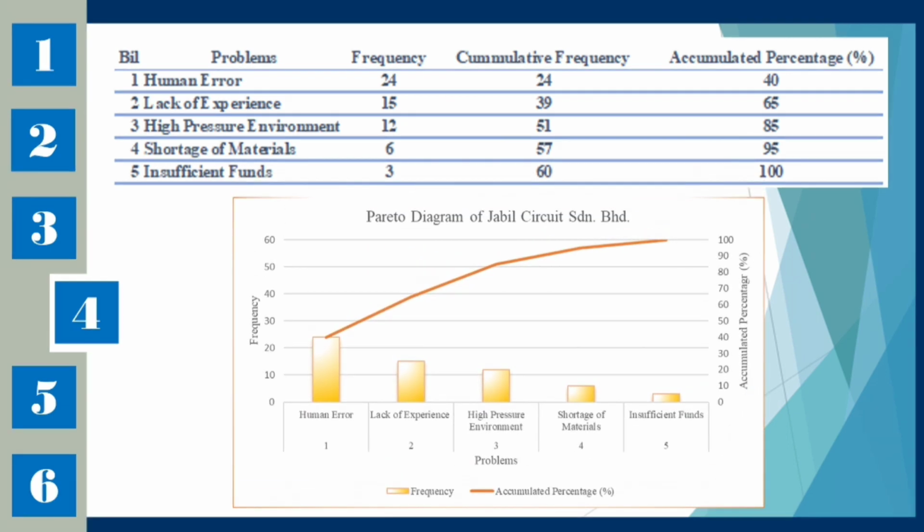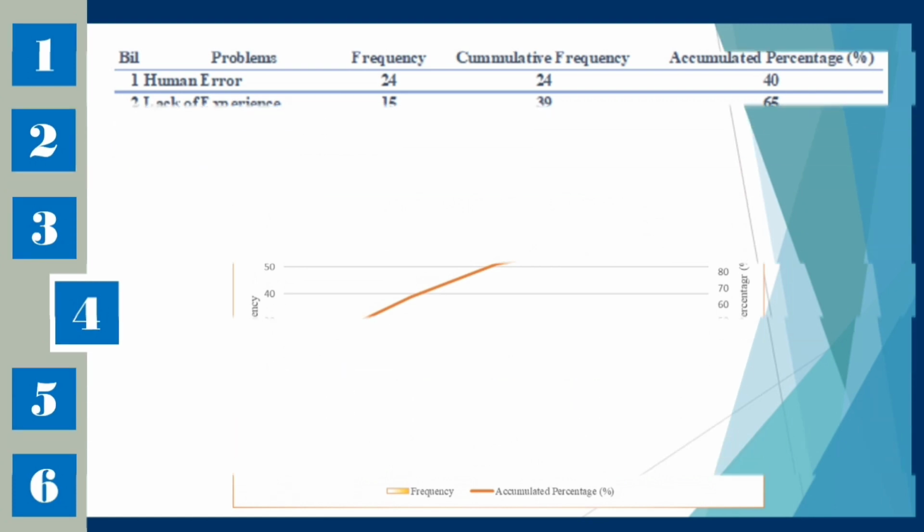So the first step, we need to calculate the cumulative frequency. After that, from the cumulative frequency, we calculate the accumulated percentage. So that we can draw the bar and line graph by using the information about the frequency and accumulated percentage that we already calculated earlier. So we draw the bar and line graph. So this is the Pareto diagram of Jabil company.